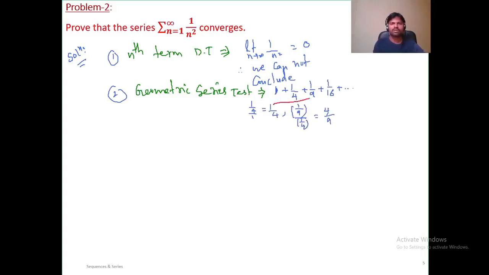Here I am getting 1 by 4, and here 1 by 4 by 9. Since these two are not equal, therefore this is not geometric, so the geometric test also cannot be applied. So then move on to the next available test.